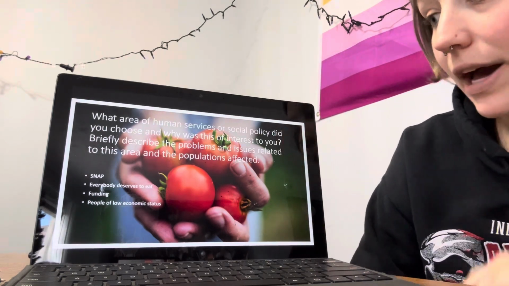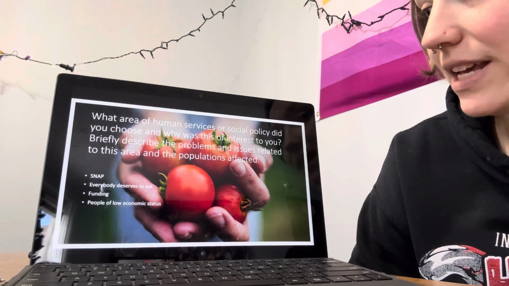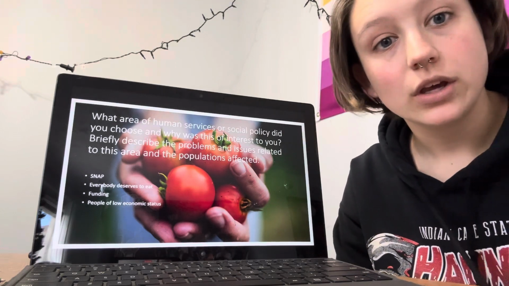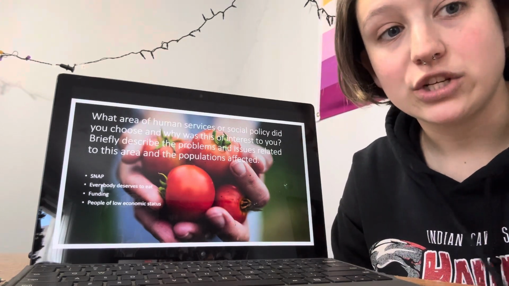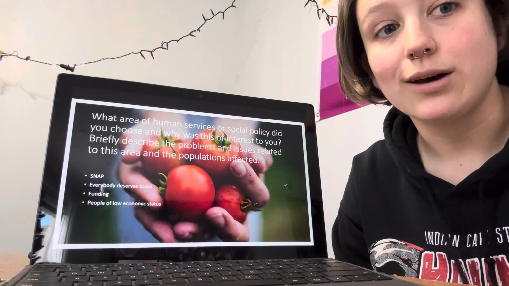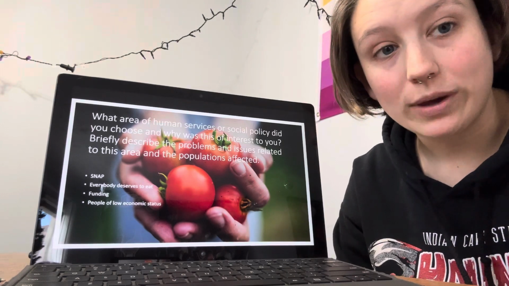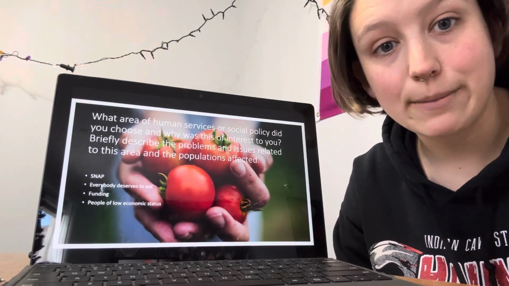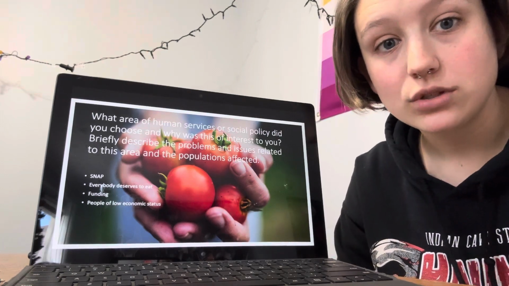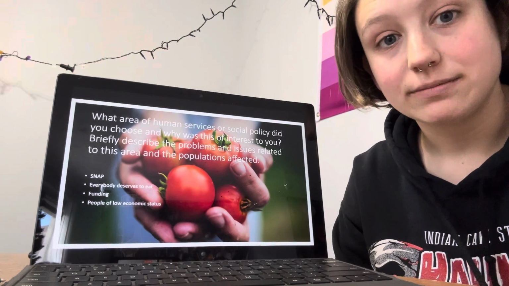That covered why I chose this one and briefly describe the problems and issues related to this area and the populations affected. One of the issues is, I put it as funding, but this more refers to income of the people affected. You have to have a very low income in order to qualify for SNAP. And the people who are affected the most are those who have a very low economic status.